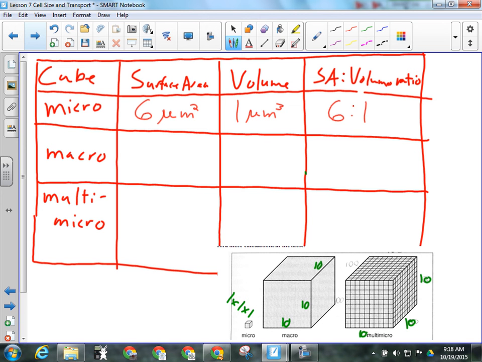All right, macro. Macro is 10 by 10 by 10. So what's its surface area? 10 times 10 times 6. So 10 times 10 is 100, times 6 is 600 micrometers square. What's its volume? 10 times 10 is 100, times 10 is 1,000. 1,000 cubic micrometers.